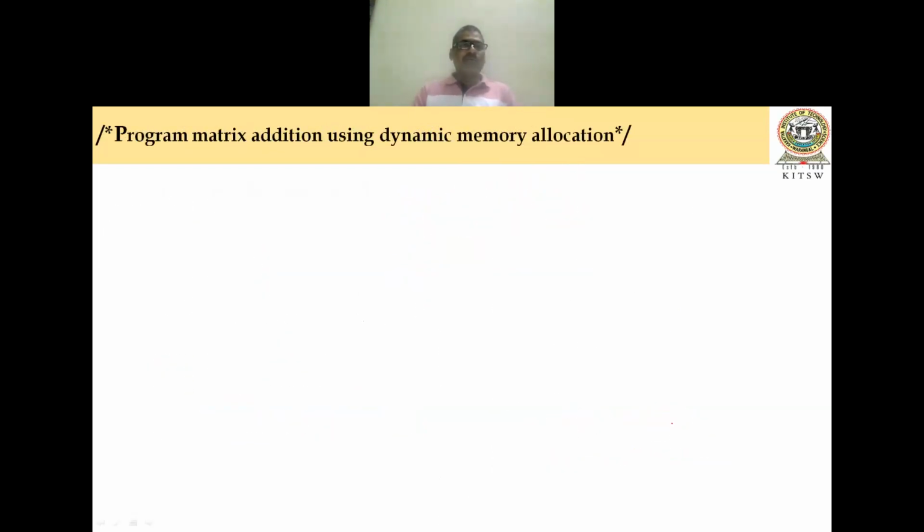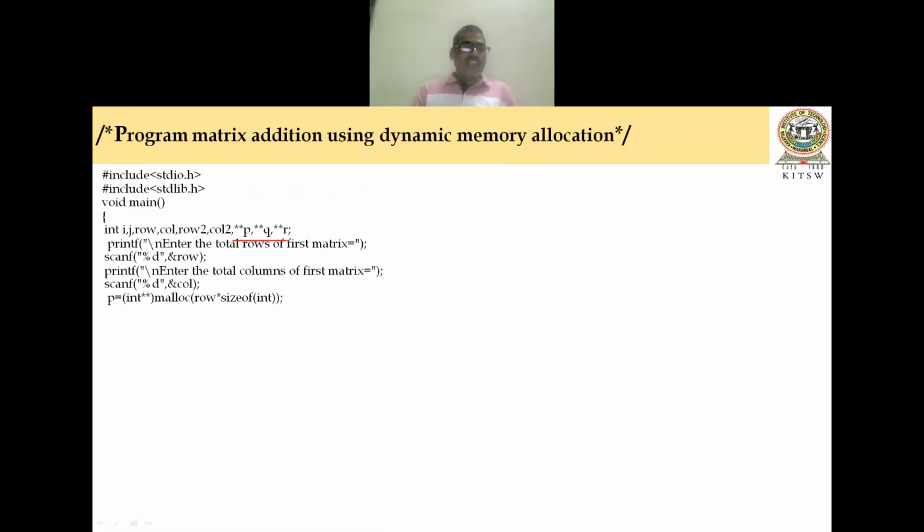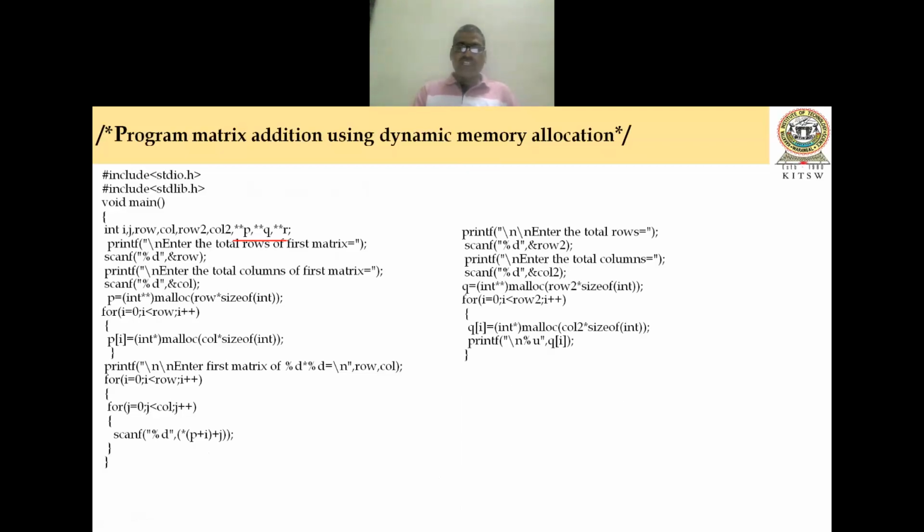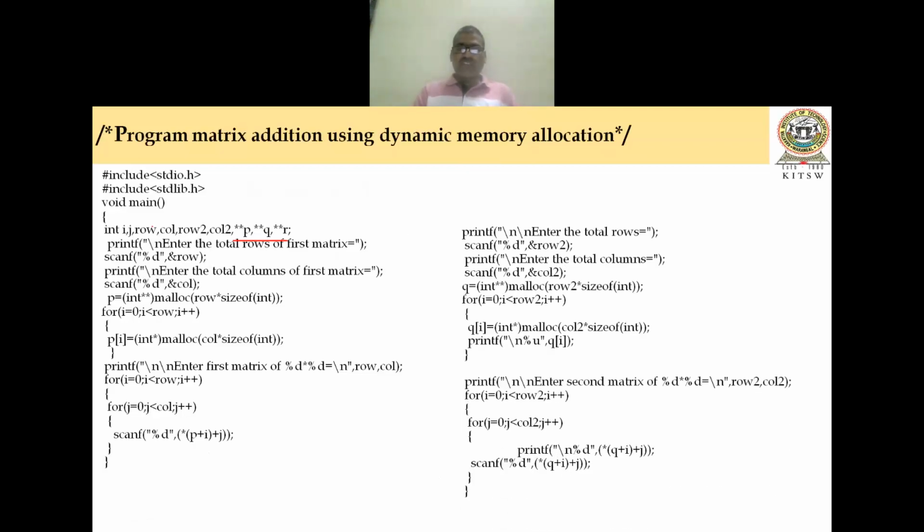If you see this program on matrix addition using dynamic memory allocation, we are taking three double pointers because we need to read two matrices here. We allocate the memory similar to the P matrix, and then we read those elements, and then we take Q and allocate the Q matrix here. So the second matrix is allocated here. Once you understand the previous program, it is the same concept we use here to access, display, and read these elements.